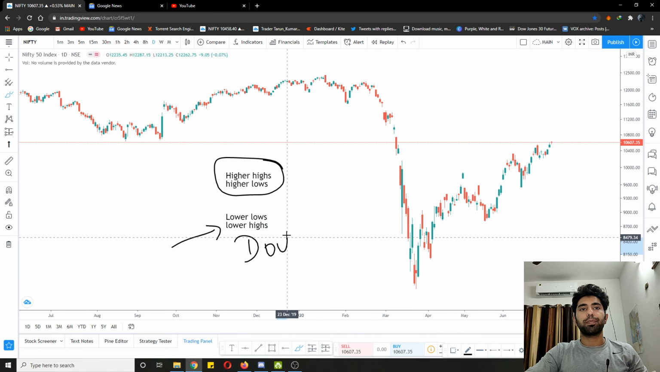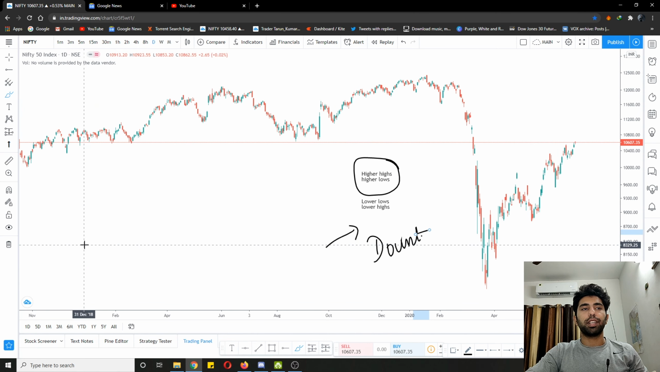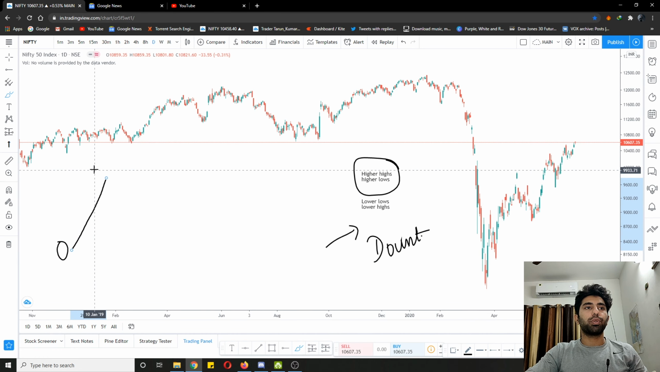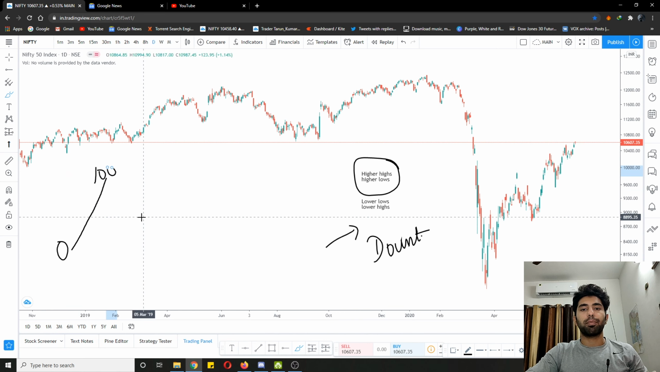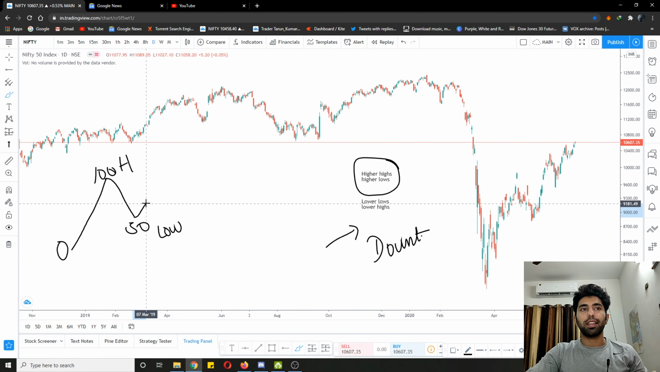Now what it means is that, let's say a stock starts its movement from 0 rupees and it goes up to 100 rupees, then it comes back to rupees 50. So at this point rupees 100 is our high and rupees 50 is our low. Now for the uptrend to continue, the market starts going up again and moves slowly, something like this.